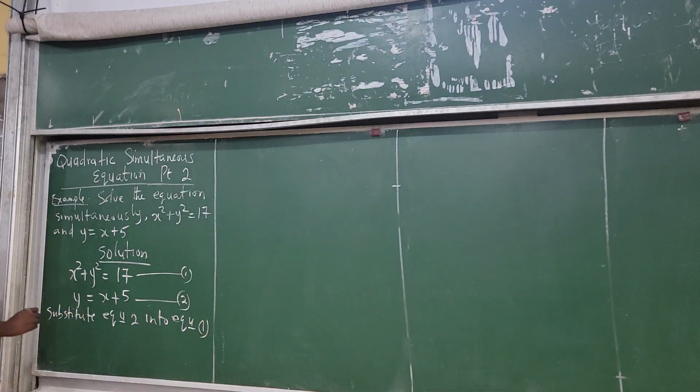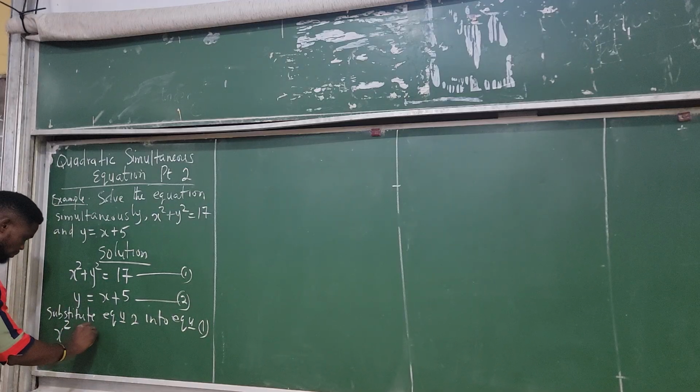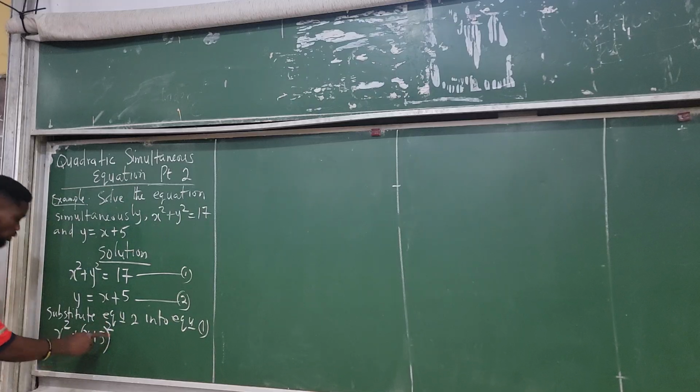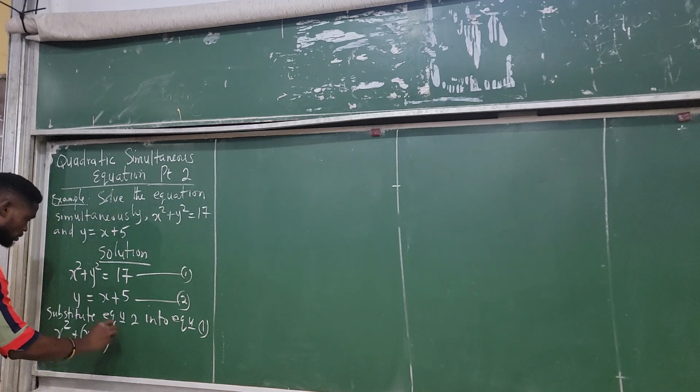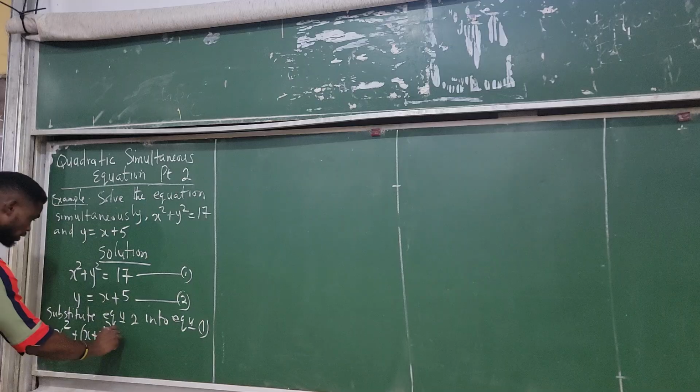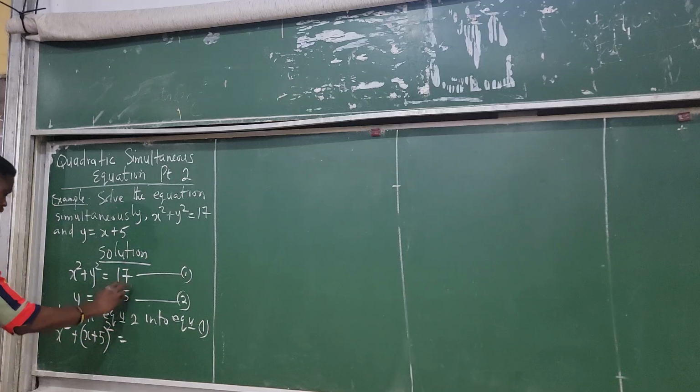So if we do that, we are going to have x square plus y, which is x plus 5, in square. Why do I put square? Because your y has power of 2. That is the square. Plus, okay, it's equals to 17.